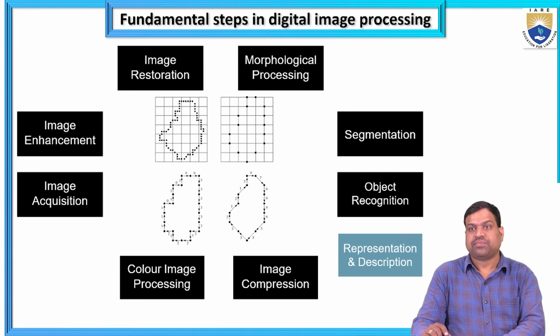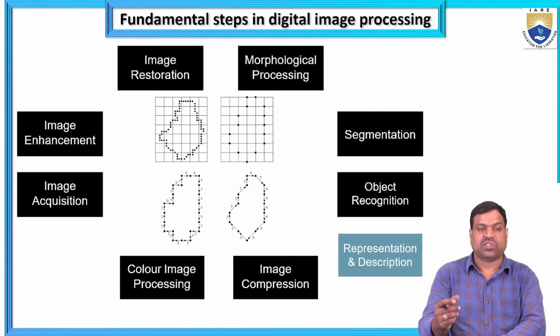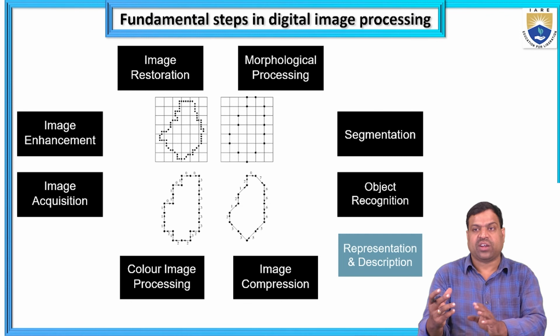Next one is representation and description. Suppose one image is there. What is the representation of that image? Suppose it is one person or one animal: a person with eyes, with hands, with legs. So we are representing an image, showing what the representation of the image is, and giving the description of that image. That is the representation and description of the image.